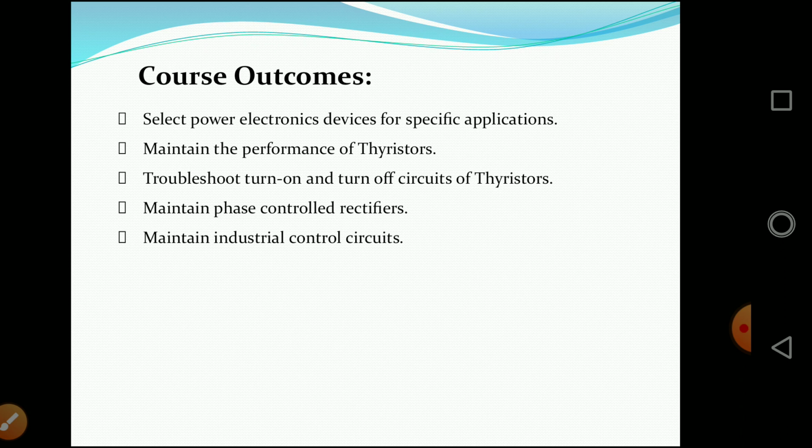Next, the fourth one: maintain phase controlled rectifiers. When he studies the fourth chapter, he will be able to maintain different types of phase controlled rectifiers. And the fifth one: maintain industrial control circuits. So the student will be able to maintain different types of control circuits which are used in industry.